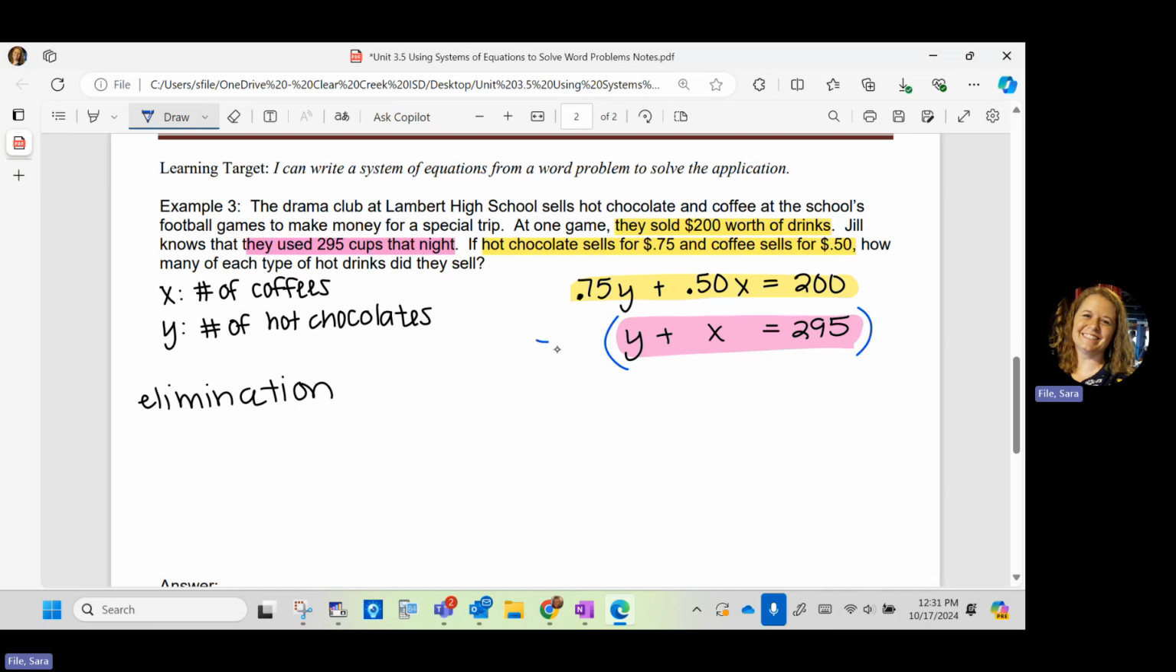And I guess let's just do 0.5. Okay, so we're going to multiply by negative 0.5. So I'm going to go ahead and just rewrite that underneath here. That would be, when I distribute that, that'd be negative 0.5y minus 0.5x equals, okay, and then I also have to take half of 295, which comes out to negative 147.5.